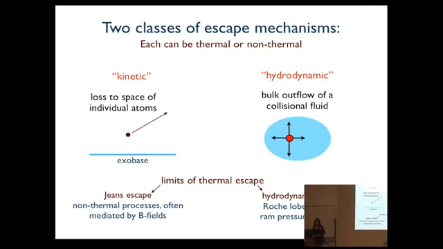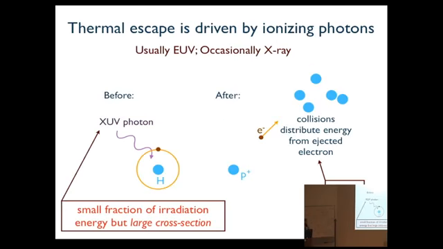All right. So what about the high energy photon part of this? So thermal escape is driven by ionizing photons. Actually, it could be driven by a lot of things, but this is the main process that we talk about, and this is the one I'm going to be talking about. Usually EUV, in some cases it could be X-ray, and what ends up happening is first you have a hydrogen atom, your high energy photon, for escape affecting planets close to their stars.